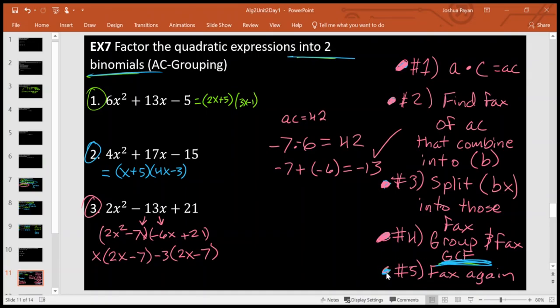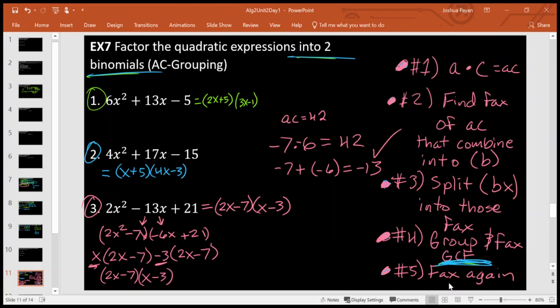Okay, and one last step, factor again. So this term and this term both have the 2x minus 7. So we're going to go ahead and factor out that 2x minus 7, and that's going to leave me with the x minus 3. So 2x squared minus 13x plus 21 is factorable into the product of two binomials, 2x minus 7 multiplied by x minus 3. And there it is.